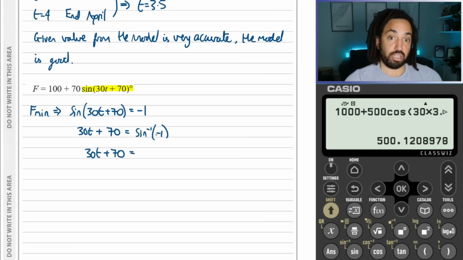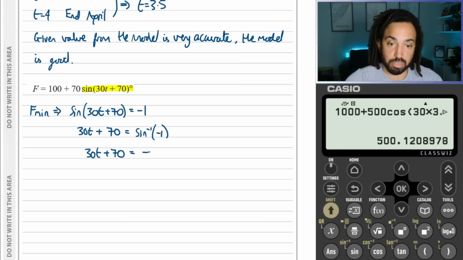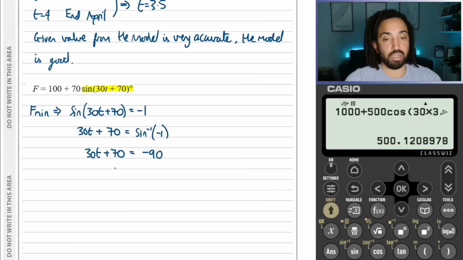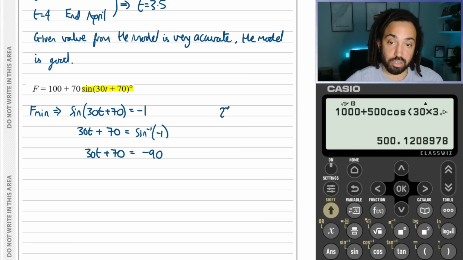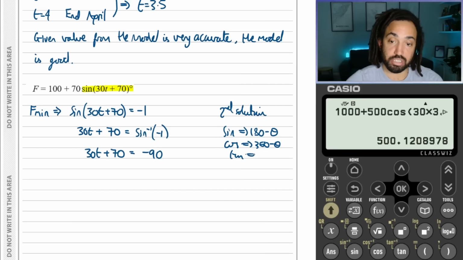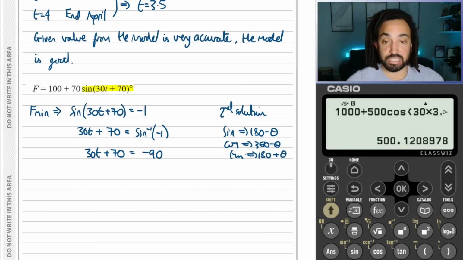Well, inverse sine of -1 in degrees will give us -90, which isn't very helpful. So we're going to need to find the second solution for sine, and hopefully you know all your second solution formulas. And for sine, the second solution is 180 minus the first solution. Just incidentally, cos is 360 minus, and tan is 180 plus. So always good to know those, because we're going to need a second solution here, because if we solve this for t, it's going to give us a negative number.